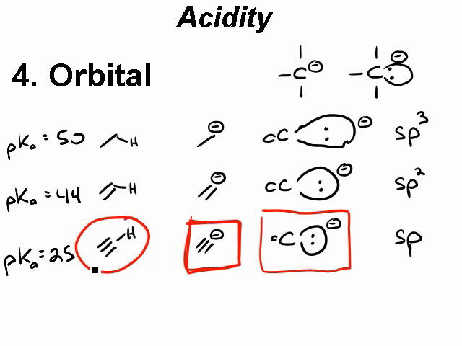The difference in pKa between acetylene and ethylene is 19 pKa units. That's a 1 with 19 zeros after it, which is 10 billion times more acidic than ethylene. So acetylene is significantly more acidic than ethylene, and it's because of this effect with the orbital. The negative charge, the electron density, is closer to the nucleus and therefore stabilized.